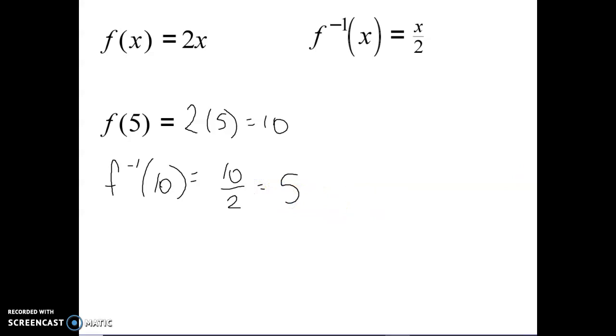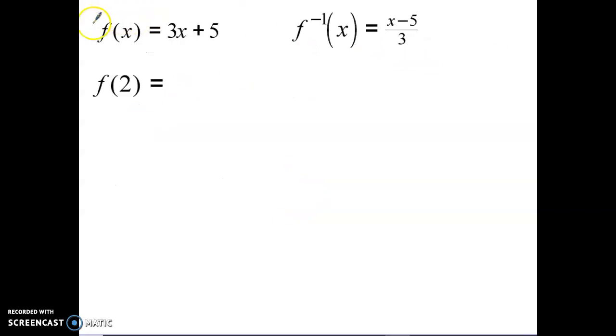What I want you guys to pay careful attention to is the fact that this value that I end with and this value that I start with are the same x value. Whatever my function does, my inverse function undoes it, and I end up with exactly the same thing that I started with. That's very important.